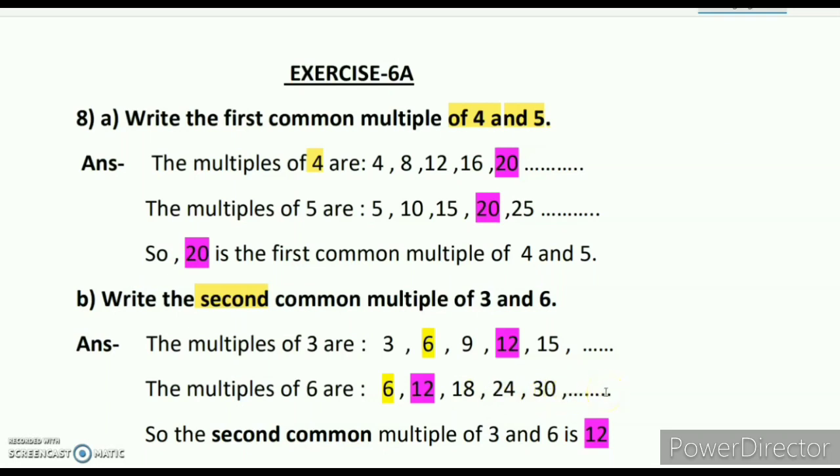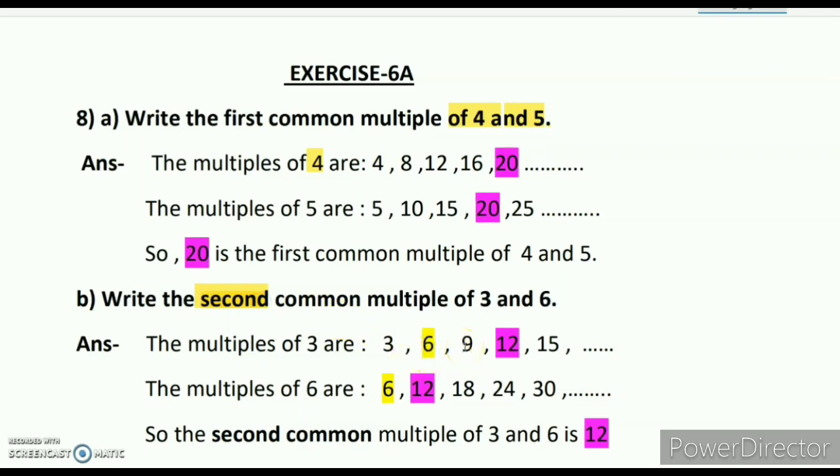So let's see whichever number is coming in both the multiples of 3 and 6. Is it 3? No, 3 is not there in multiples of 6. Is it 6? Yes, 6 is also there in multiples of 6. So 6 here and 6 here also. So it's the first common multiple. We are not going to write the first common multiple, as in the question it is given second common multiple. So let's move on to the second one.